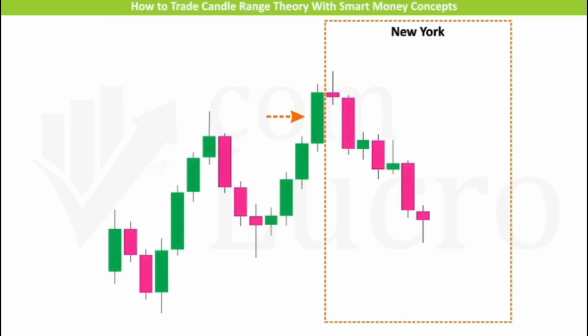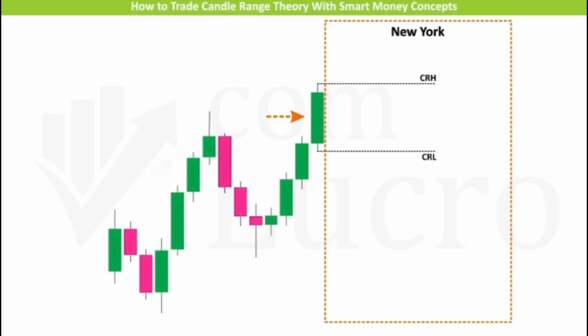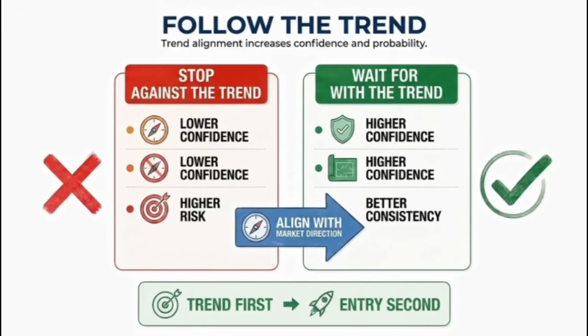When CRT aligns with smart money concepts, liquidity sweeps, inducement, market structure, and session timing, it creates a powerful framework for identifying high-probability trading opportunities with precision and discipline. However, there's one limitation to the classic CRT approach. It often requires trading against the prevailing trend. While counter-trend setups can work, trading with the trend generally provides greater confidence, stronger momentum, and more consistent high-probability opportunities.